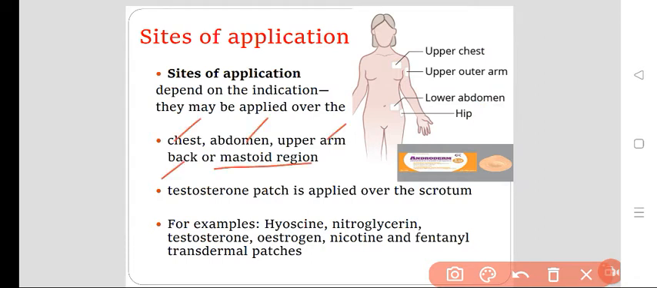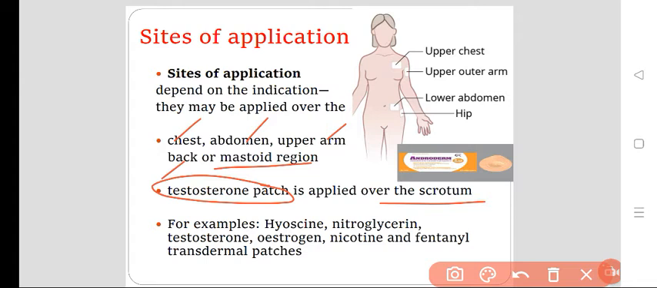Steroid region, particularly in case of traveling sickness or motion sickness, or a testosterone patch applied directly over the scrotum in case of deficiency of testosterone, in case of erectile dysfunction, or if there are any anomalies. If there is some testosterone deficiency, you can apply it directly over the scrotum.